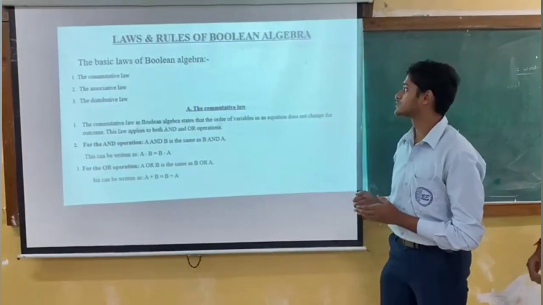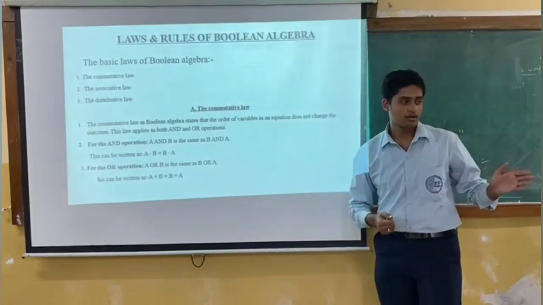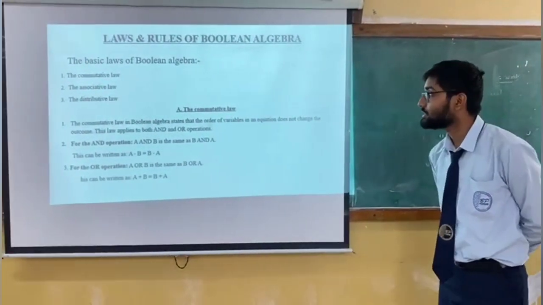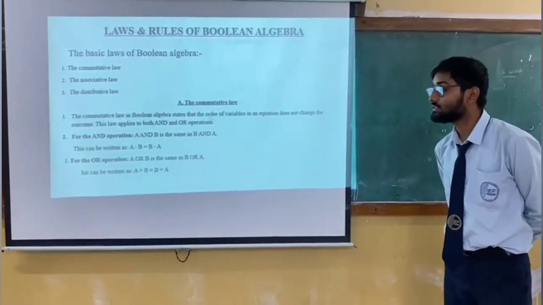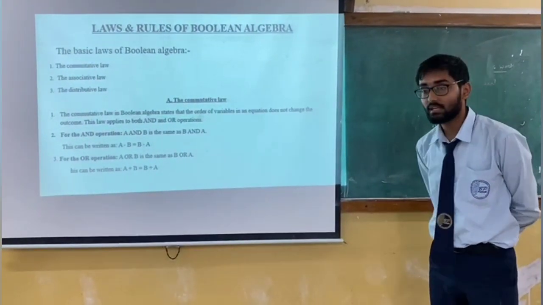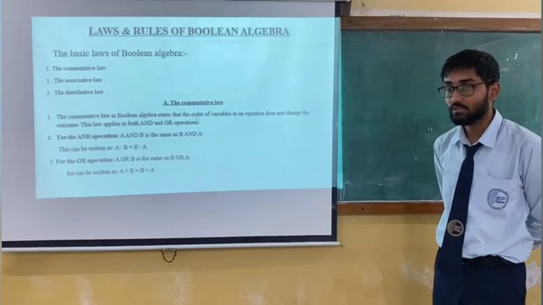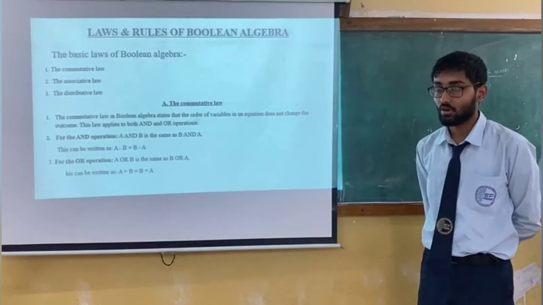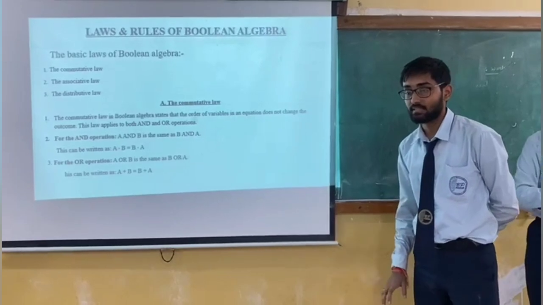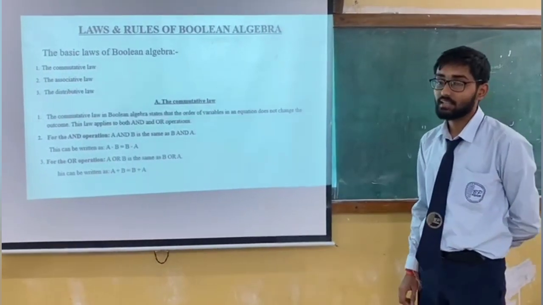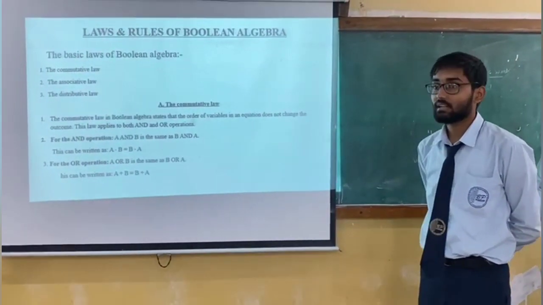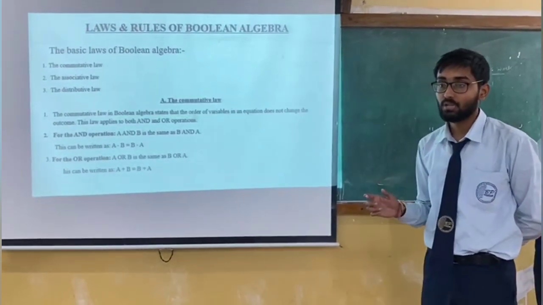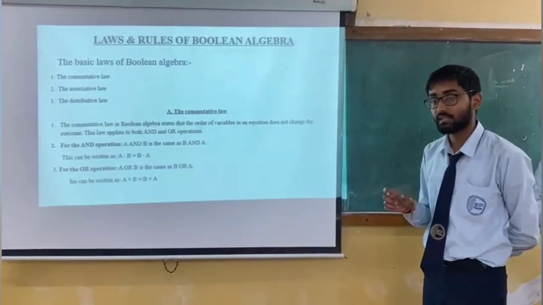Next is the laws and rules of Boolean algebra. Ritanka Chatterjee will discuss that topic. Coming to the laws and regulations of Boolean algebra, there are 3 basic laws: the commutative law, the associative law, and the distributive law. These laws are mainly used to make the circuit shorter and to reduce complexity. It also increases efficiency because when the number of gates is more and we get the same output, it is better to reduce the number of gates and get the same output.